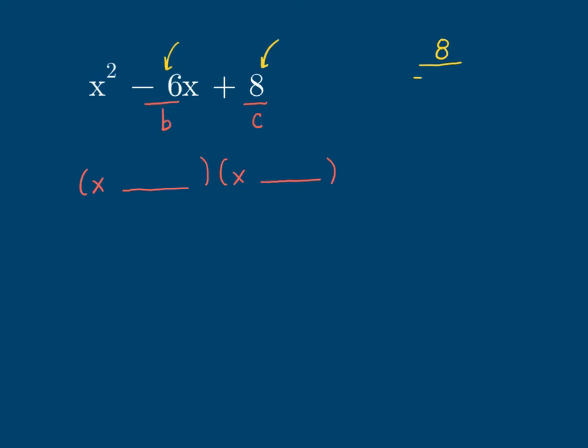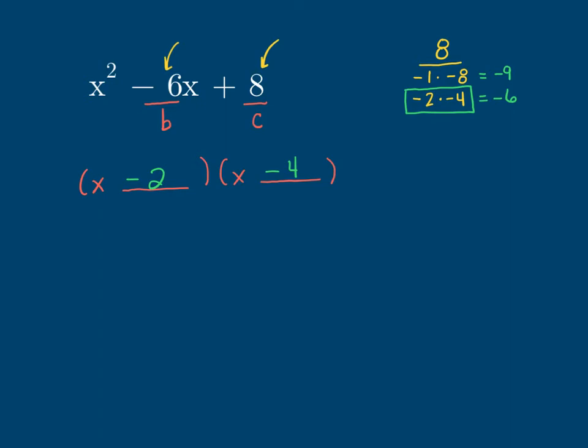So I can either have negative 1 times negative 8, or negative 2 times negative 4. And again, I'm looking to see which one has a sum of negative 6, and you can see that this is our second grouping of factors here. So this will factor into x minus 2, x minus 4.